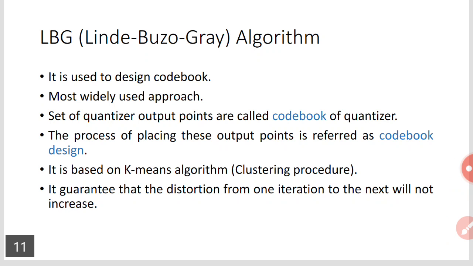As we already discussed, first the input source data is divided into blocks or vectors, which are called training vectors. From these training vectors we select some vectors as representative vectors, and the set of these representative vectors is called the codebook. Each vector in the codebook is called a code vector.